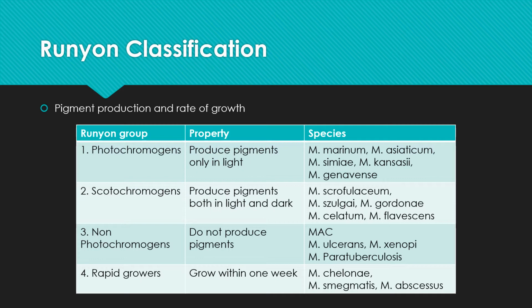Then finally the fourth group, which is the rapid growers. Rapid growers means they can grow within 1 week. The important member of this group is M. chelonae.